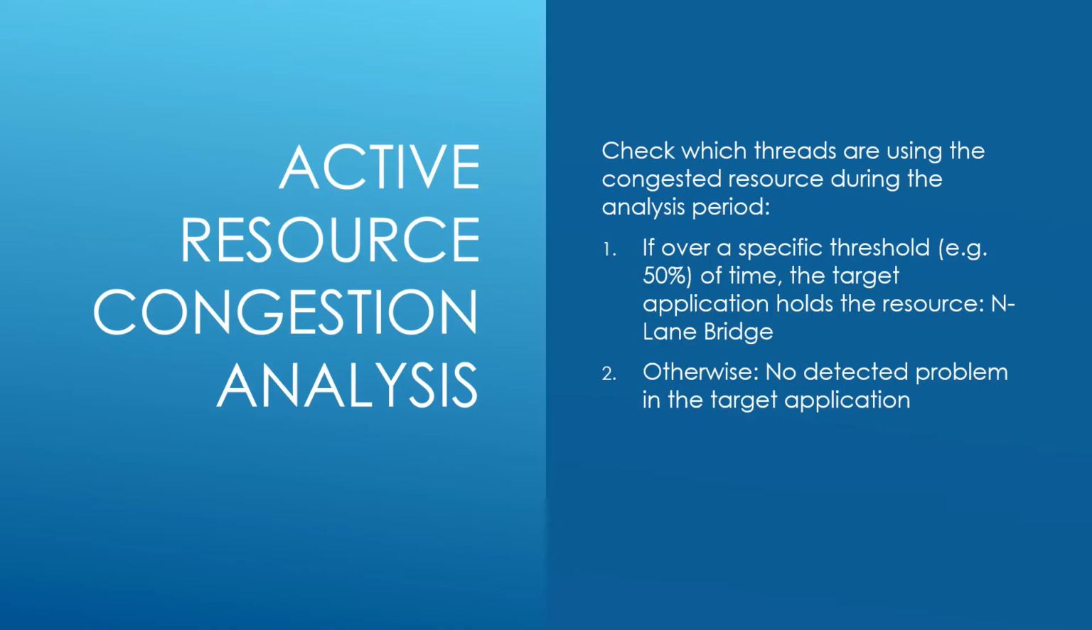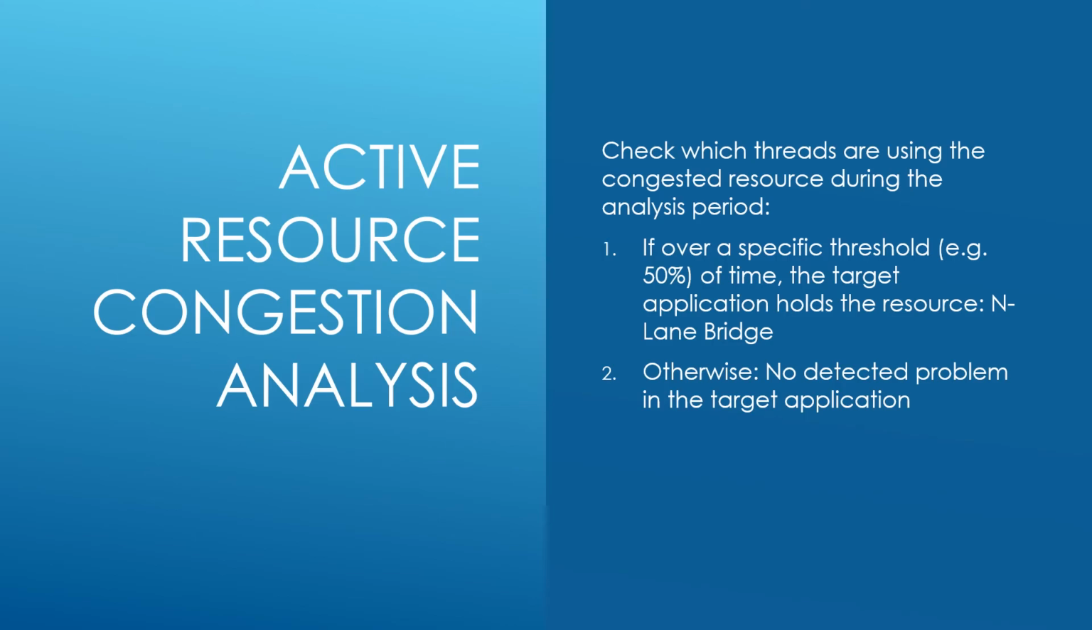Because the CPU is an active resource, the active resource congestion analysis will be our final step. Basically, we want to discover if the target application has an n-lane bridge or if the congestion in the CPU is due to external applications. We will do this by looking at the CPU usage. If the target application holds the CPUs for over 50% of the request duration, we can say that there is an n-lane bridge.